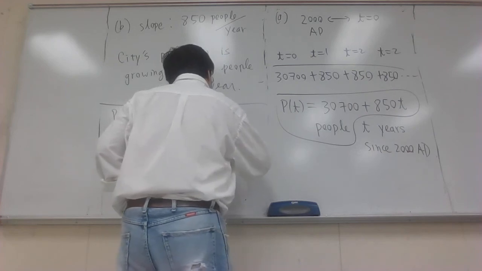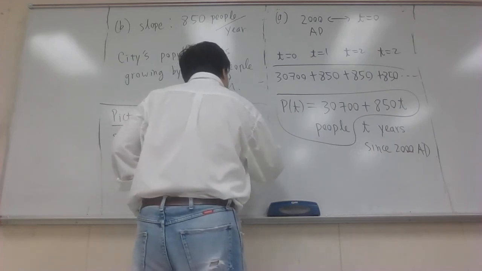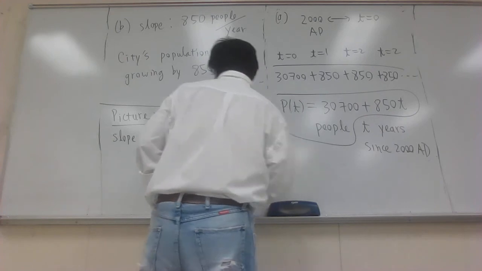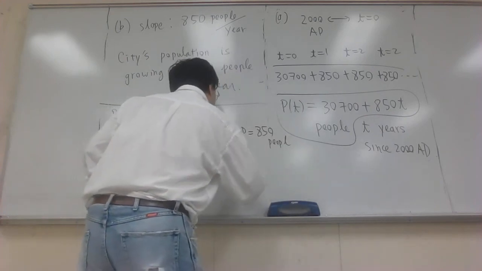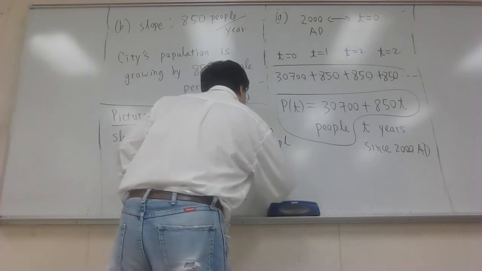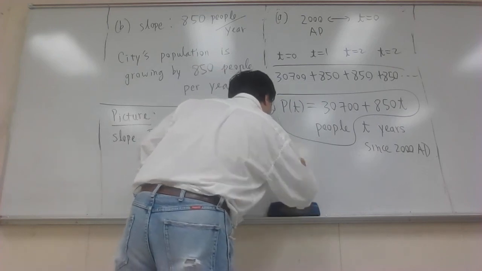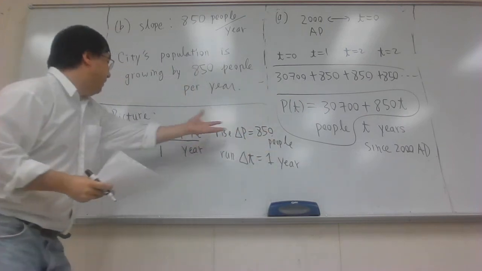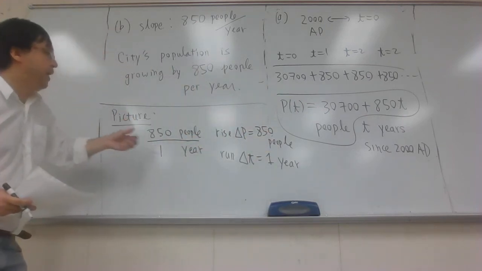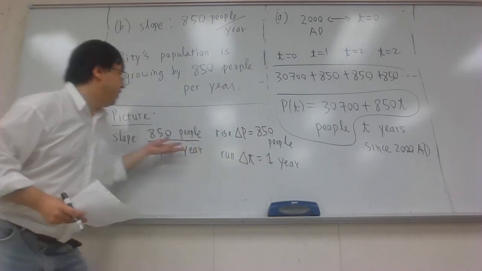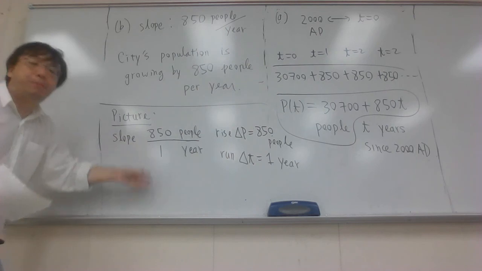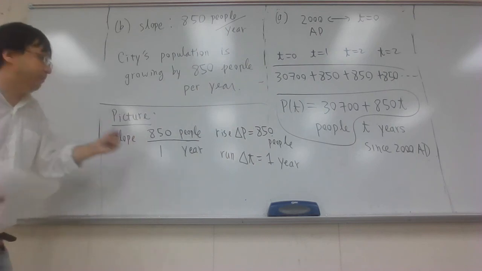Rise is delta P, which is 850 people, and run is delta T, which is 1 year. So rise over run is 850 people over 1 year, or 850 people per year.